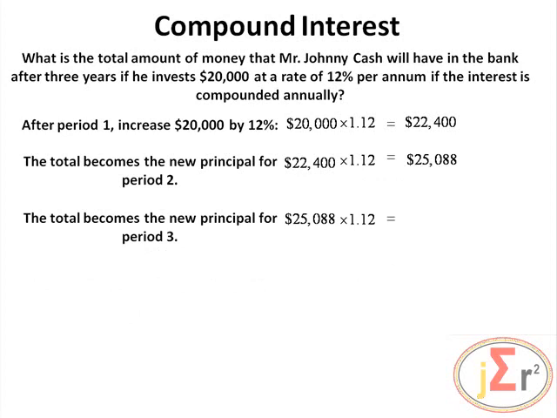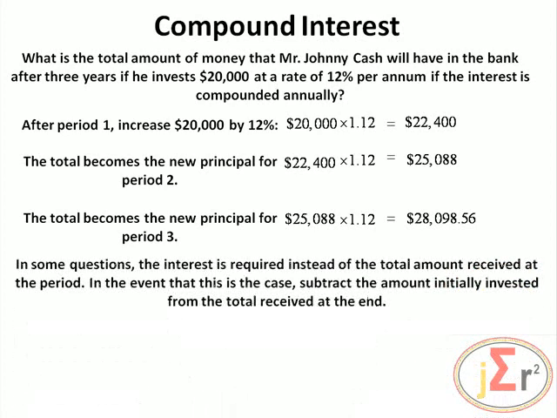And we need to determine the answer. All right. Remember that the rate that we multiply by, which is increasing by 12%, is 1.12 all the time. In some questions, the interest is required instead of the total amount received at the end. In the event that this is the case, subtract the amount initially invested from the total received at the end.